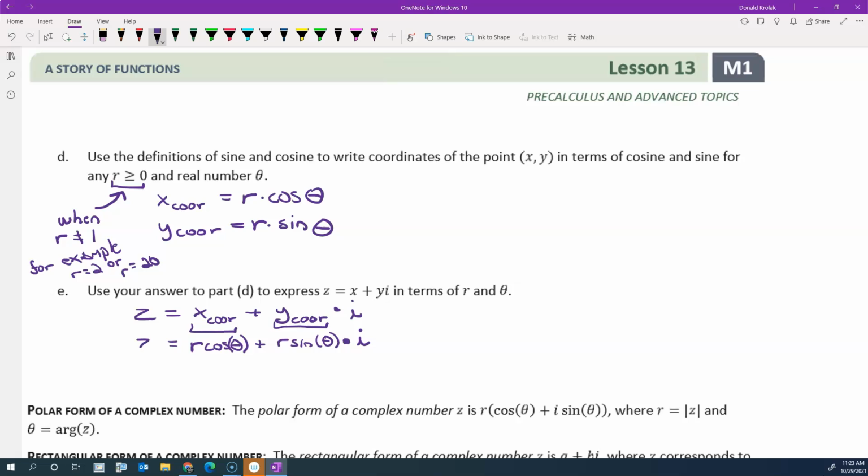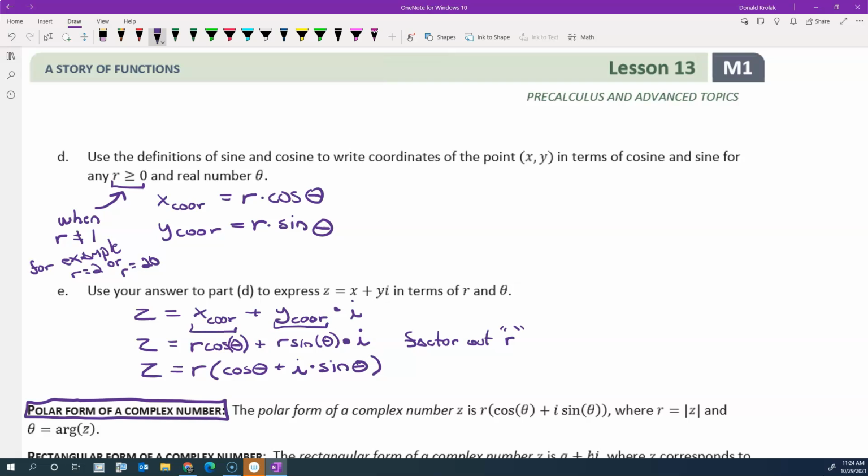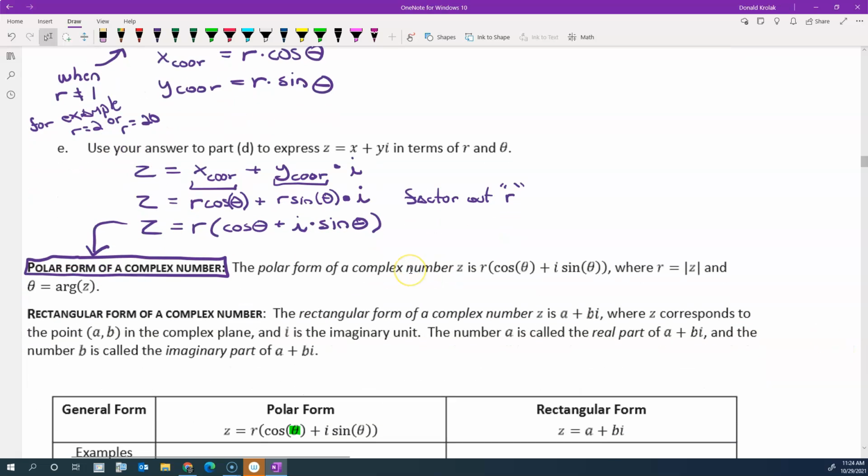And then finally, they both have an r in it, so I'm going to factor out r. And this is called the polar form. r times cosine theta plus i times the sine of theta. That's the polar form of a complex number.